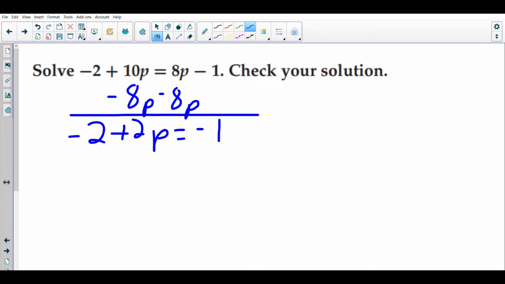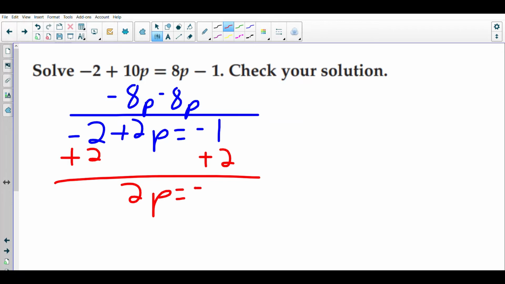So now I need to accumulate all my non-variables onto the other side. So I'm going to add 2 to cancel out that -2. And what I do to one side, I do to the other. So now I'm left with 2p is equal to positive 1. So then, now I need to just solve for p because I'm where I've been in the last few sections. I just need to get rid of that times 2, so I'm going to divide by 2. So I'm left with p is equal to 1/2.